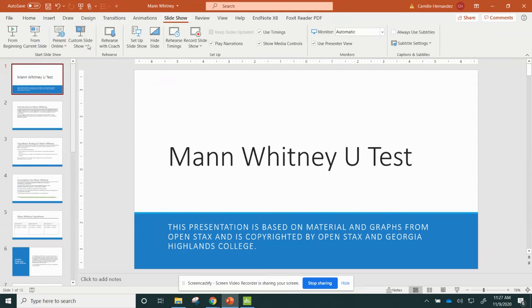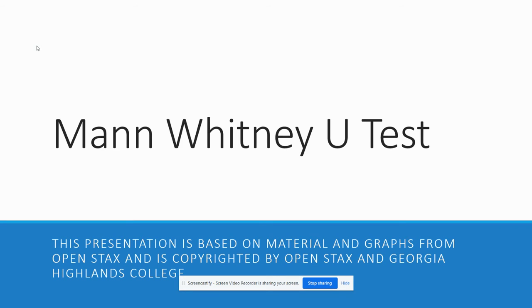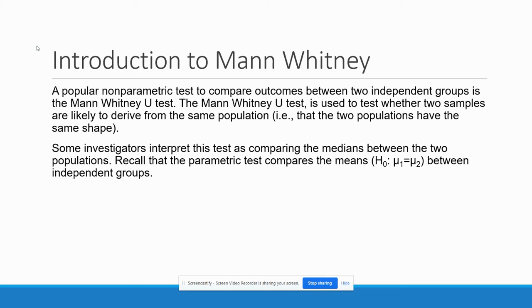All right, so let's go ahead and we're going to talk about the Mann Whitney U test. And this is a non-parametric test. A popular non-parametric test to compare the outcomes of two independent groups is the Mann Whitney U test. The Mann Whitney U test is used to test whether two samples are likely derived from the same population, for example, the two populations have the same shape.